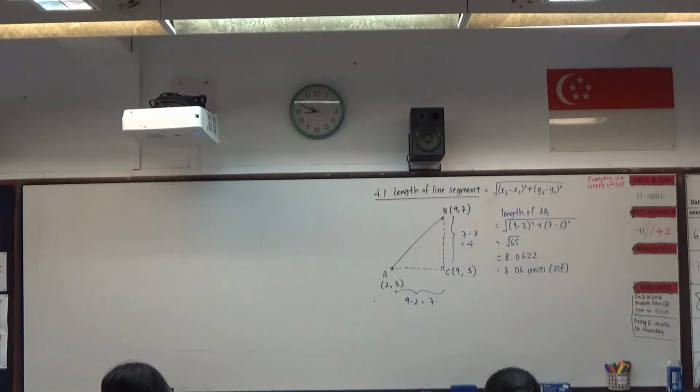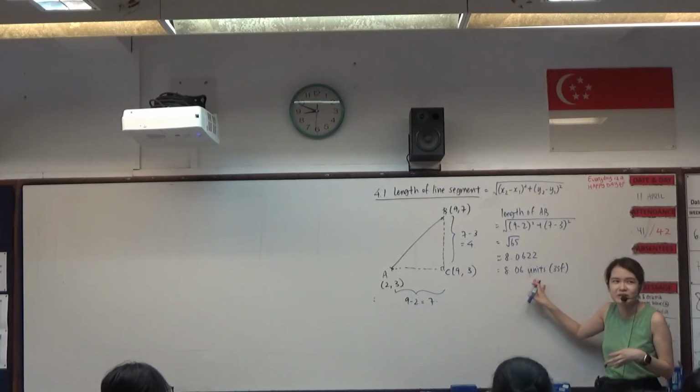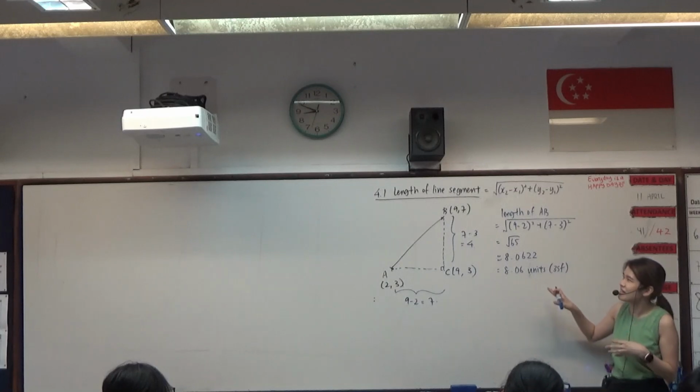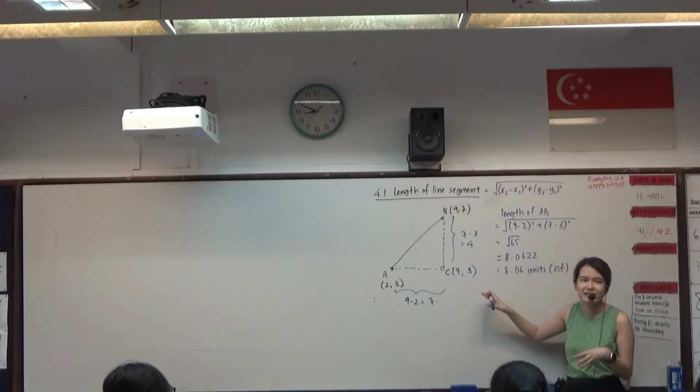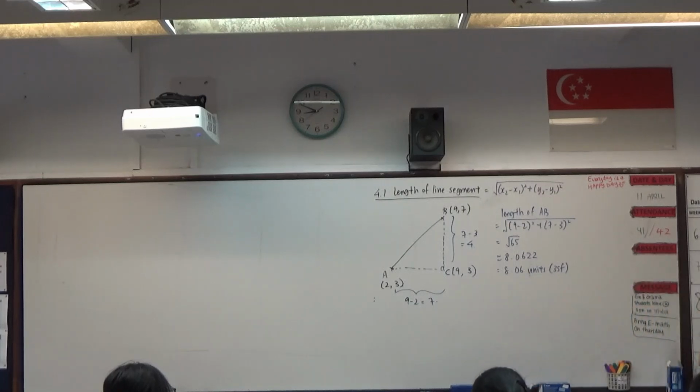Alright, yes, Julian. Why do you use units in the final answer? Because the question did not give us the units. So they are all in arbitrary units. The word is units. They never say the coordinates are in cm. It's not 9 cm, 3 cm, right? So in units.